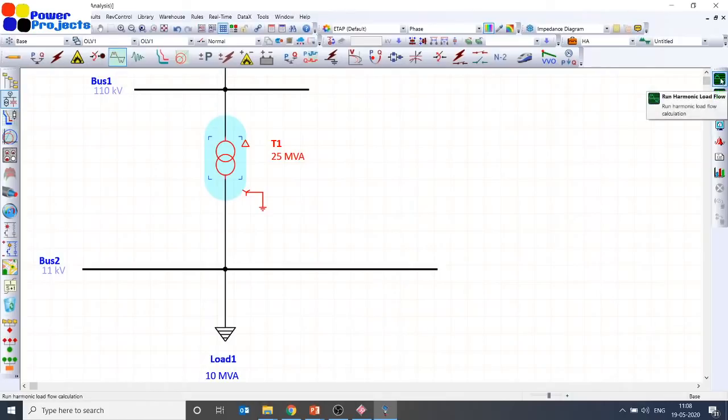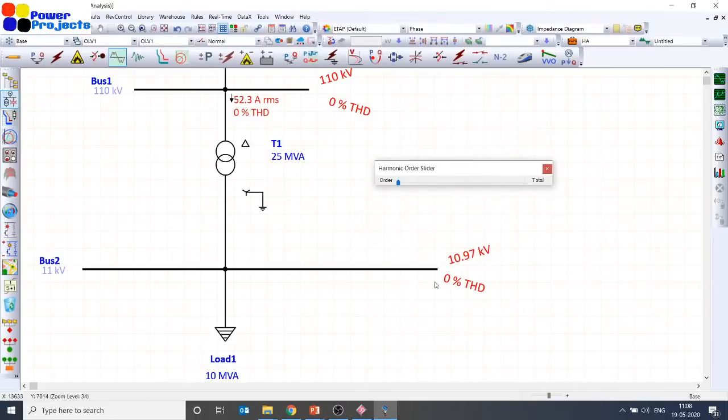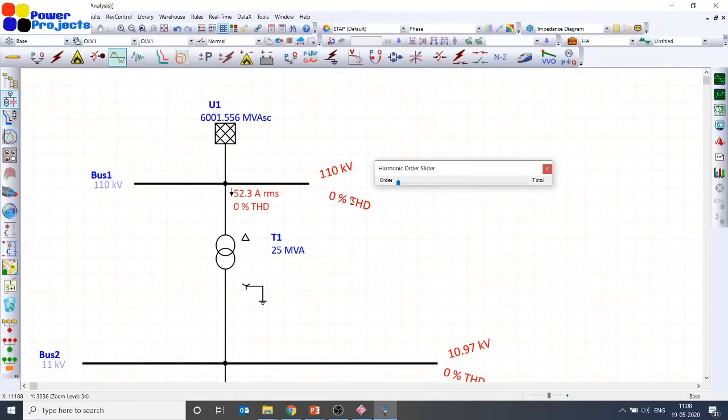So let me run a harmonic analysis now. Yes, again total harmonic distortion is 0 because the load is linear, which is drawing a pure sinusoidal current. So 10.97 kV is the voltage, that's the same. You can see the current drawn from the HV side is 52.3 at 0% THD, and at 110 kV it is at 0% THD.